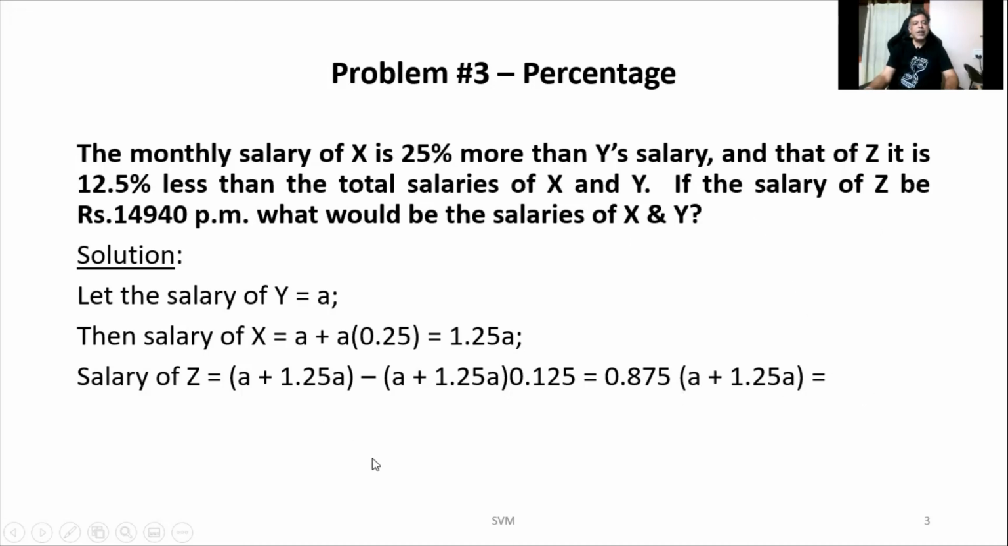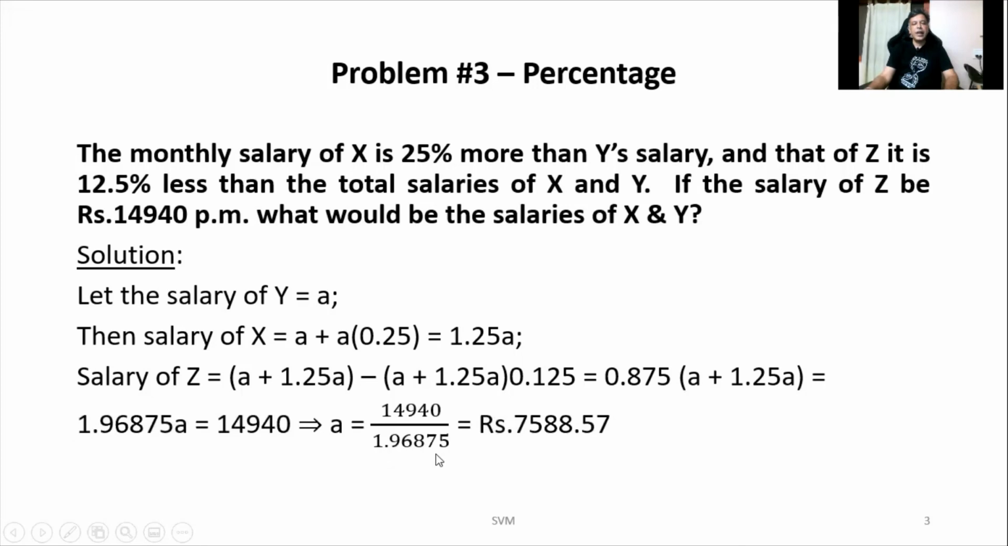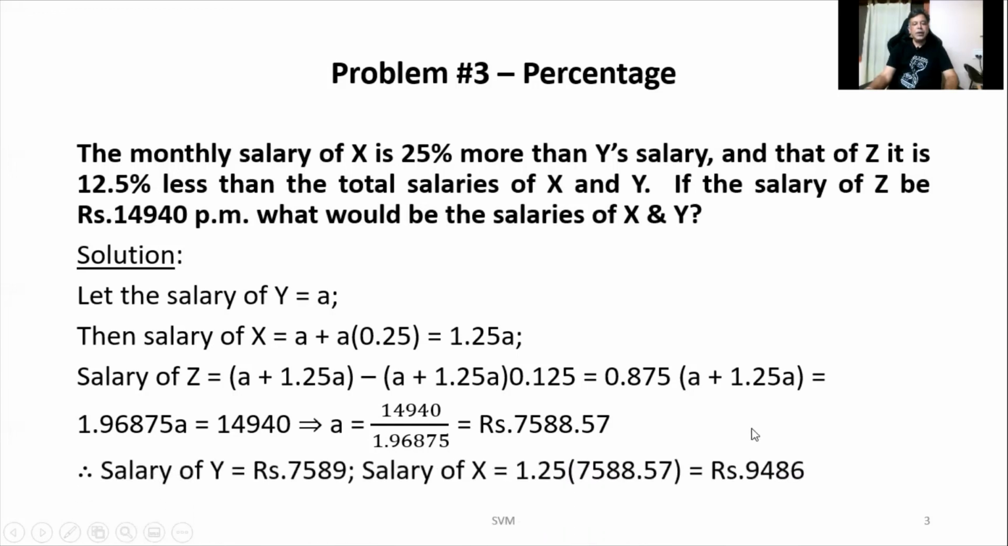The salary of Z is given as 14,940. We can equate that after simplifying. By that, we can calculate the A value as rupees 7588.57, which is the salary of Y. That means the salary of X will be 1.25 times the salary of Y, which is 1.25 times 7588.57, which gives 9486 as the salary of X. That is the solution for this particular problem.